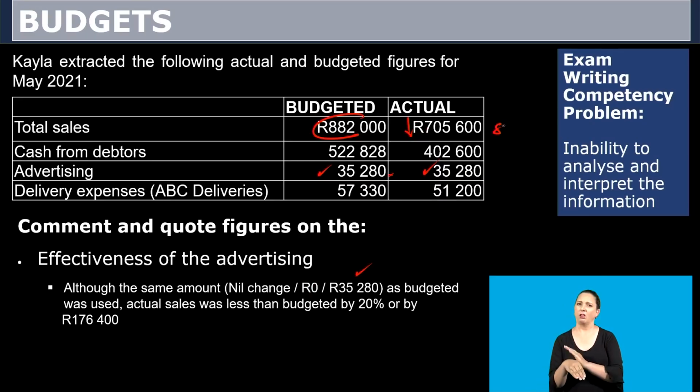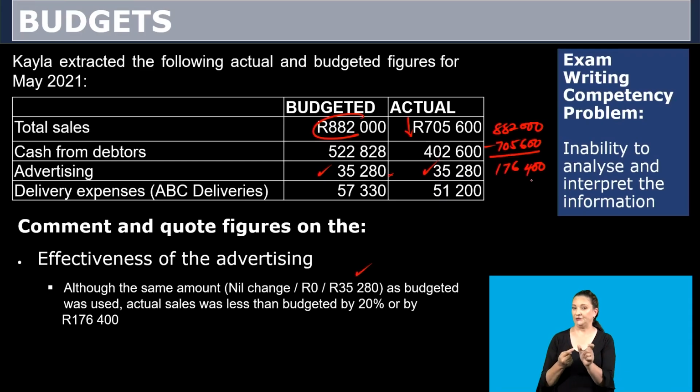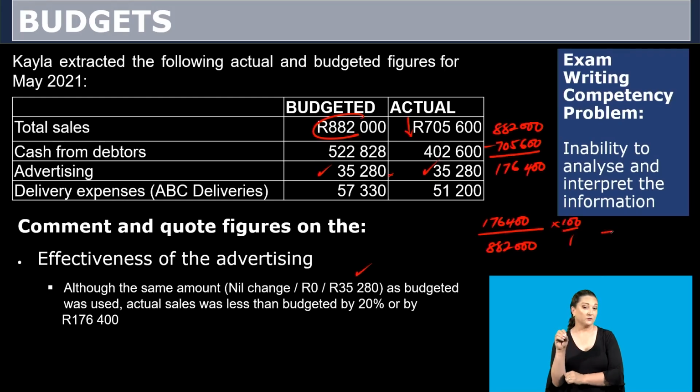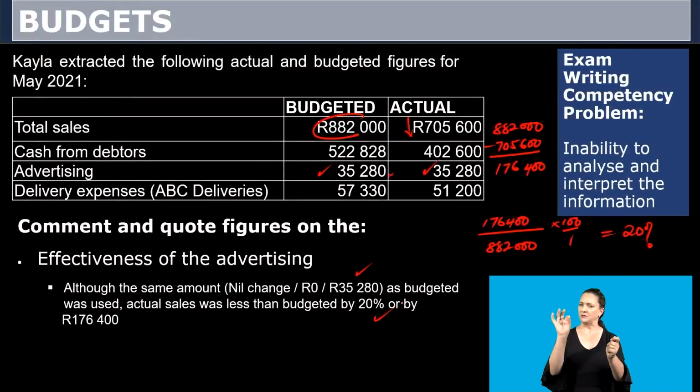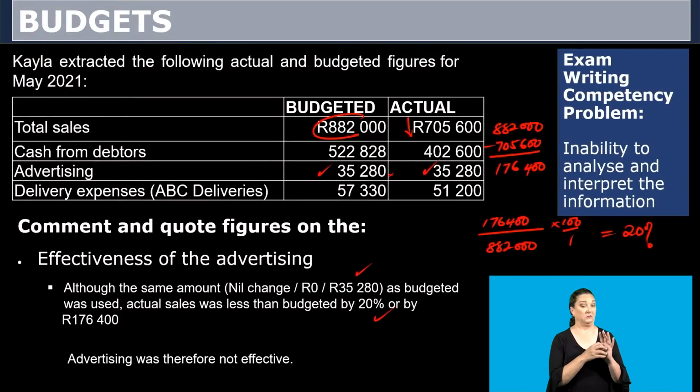If you say 882,000, that was the budgeted, minus the 705,600, it gives you 176,400. That is the difference. If you divide 176,400 by the budgeted 882,000 and multiply by 100 over 1, it gives you 20%. So advertising has remained constant, but our sales have declined by 20%. What does that mean? It means advertising is therefore not effective.